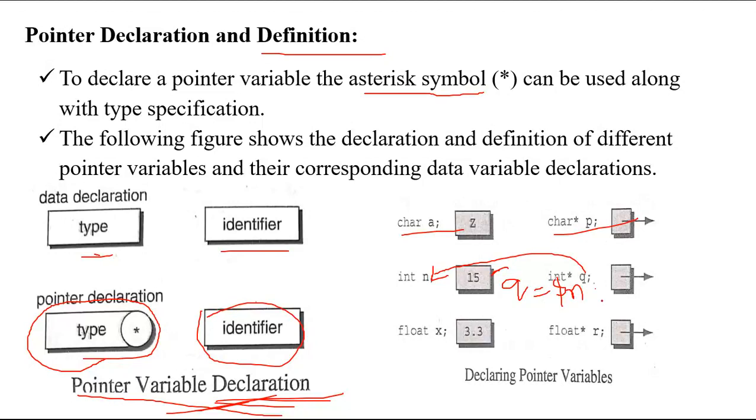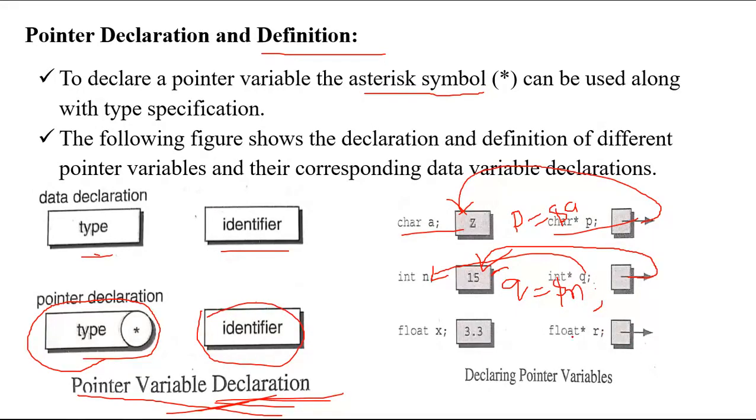If you do Q is equal to &n, this arrow will point to this n, because it will hold the address of that n. Here also it is the same thing. How can you make this P point to this Z, in the sense this memory location? P is equal to the address of A, P is equal to &A. Now this will point here.